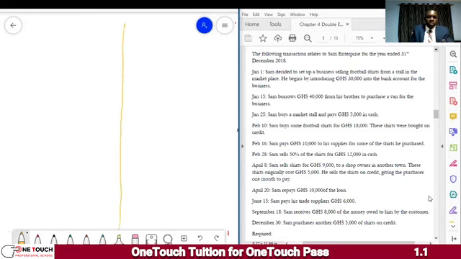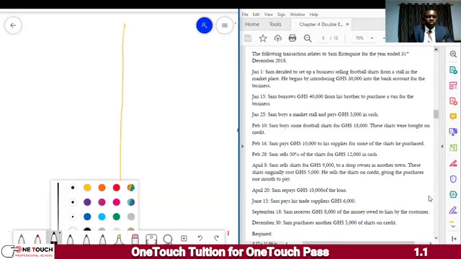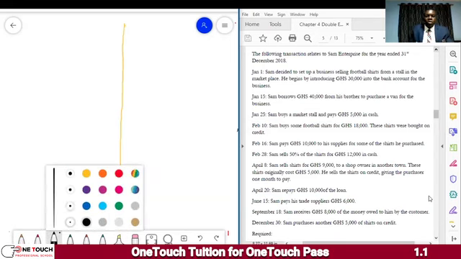Let me divide the board. Good. So let's look at how to record the first transaction. How do we record the first transaction? Sam decided to start up a business selling football shirts from a store in the marketplace. He begins by introducing 30,000 into the bank account for the business.